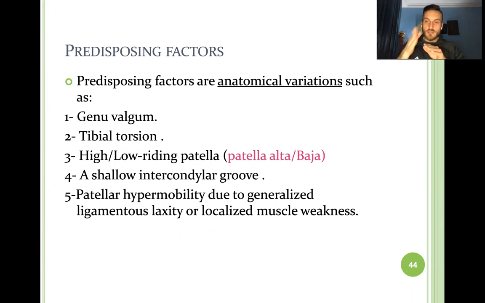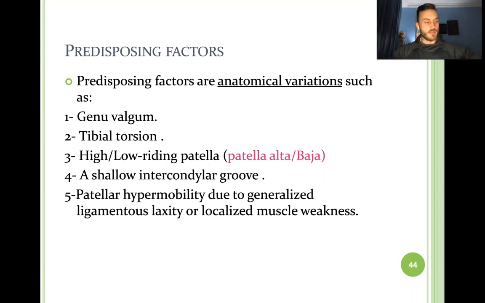Valgum is going outside. So the human being is like this. It's called genu valgum. The more genu valgum, the more dislocation of the patella. Tibial torsion, whether internal or external, is going to give you a problem with the patella. High or low riding patella, it's either patella alta or patella baja. Patella alta is higher in position, patella baja is lower.